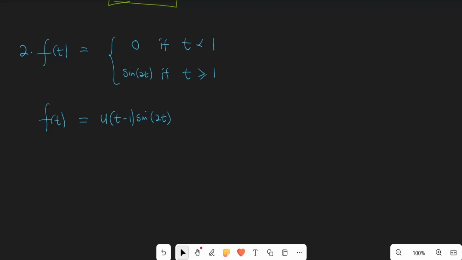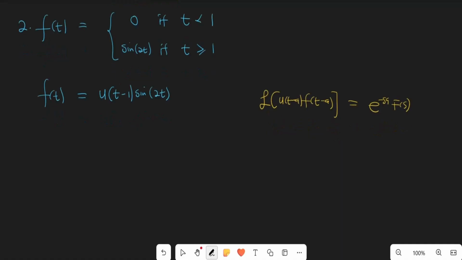But this is not conforming with what we have. We have the Laplace transform of the unit step function multiplied by the function shifted by a, the Heaviside function. This one is equal to e to the negative sa times the Laplace transform of the unshifted function.